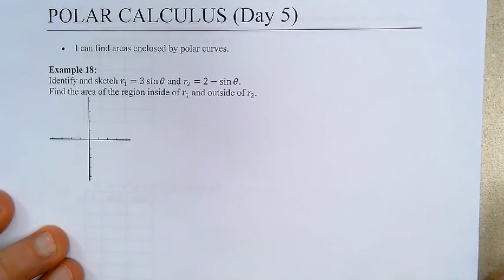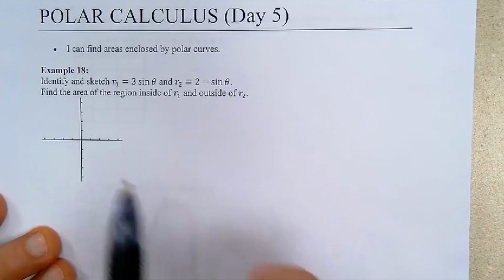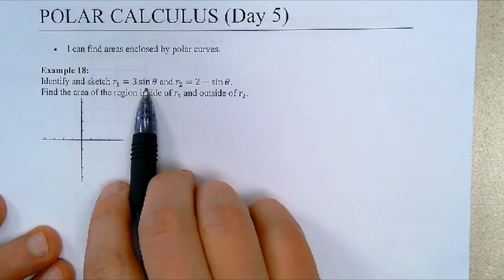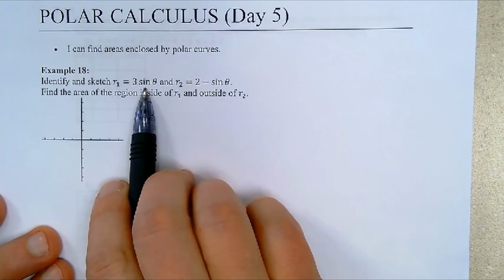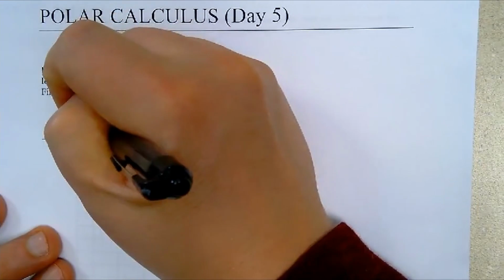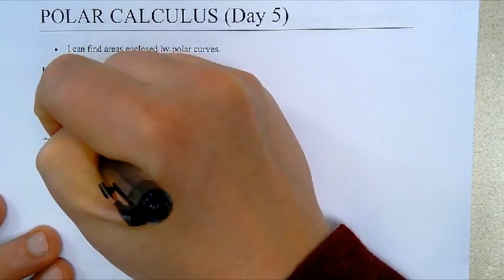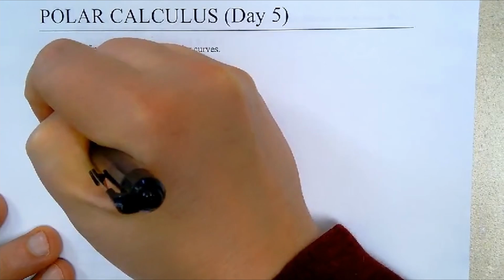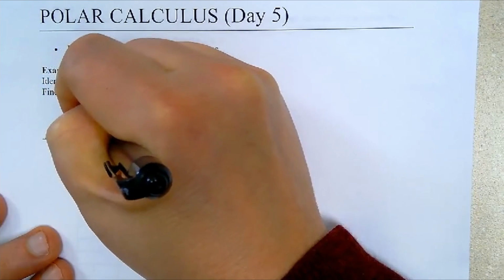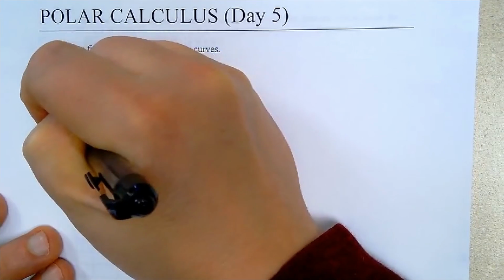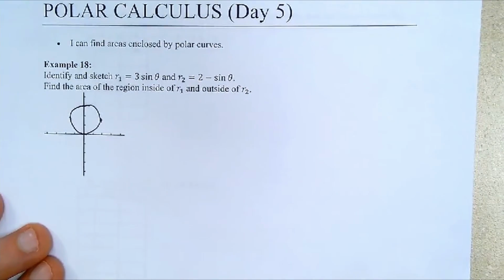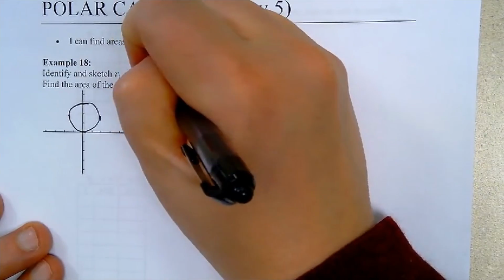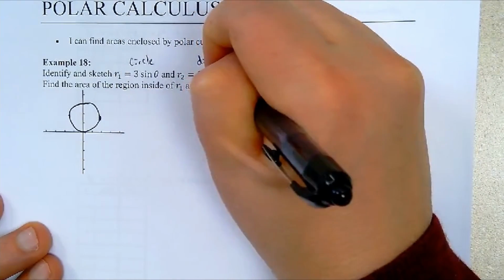Okay, sketching the region here for example 18. Our first radius is 3 sine theta, which is a circle on the y-axis with a diameter of 3. So with the little tick marks provided, we can kind of outline that shape. Not perfect, but... And then our second radius is a dimpled limaçon.